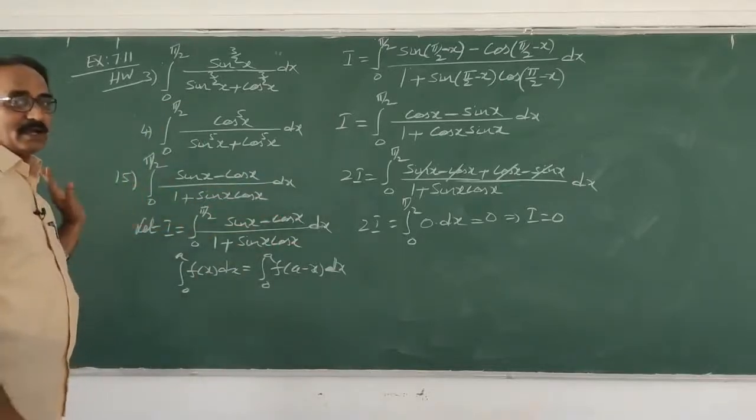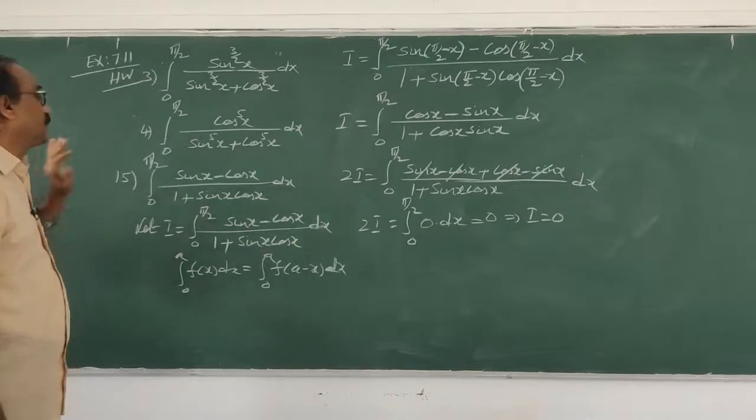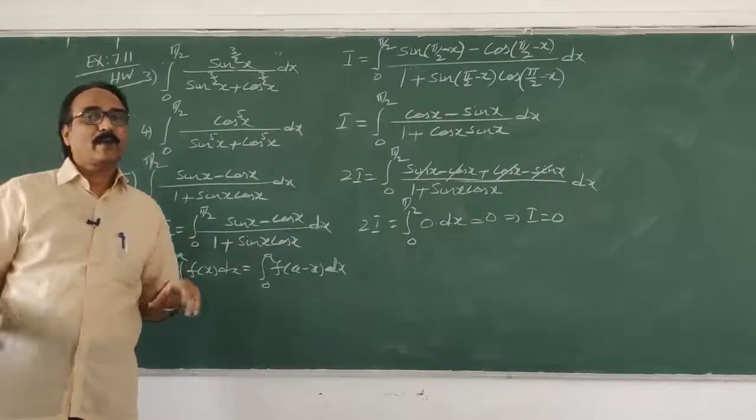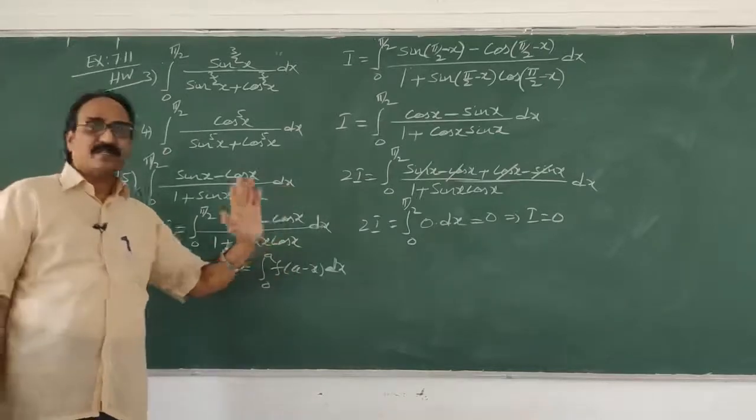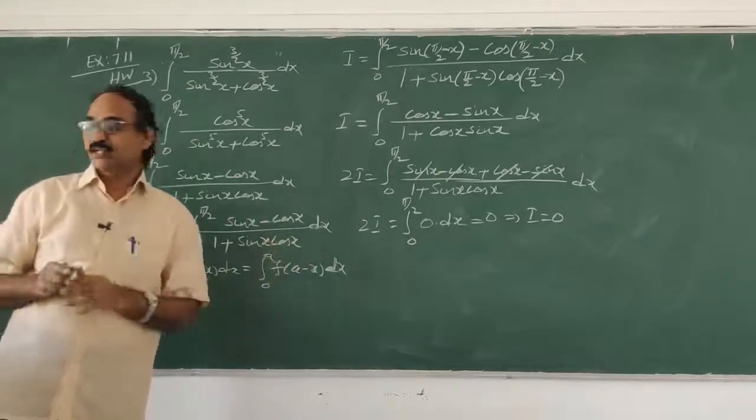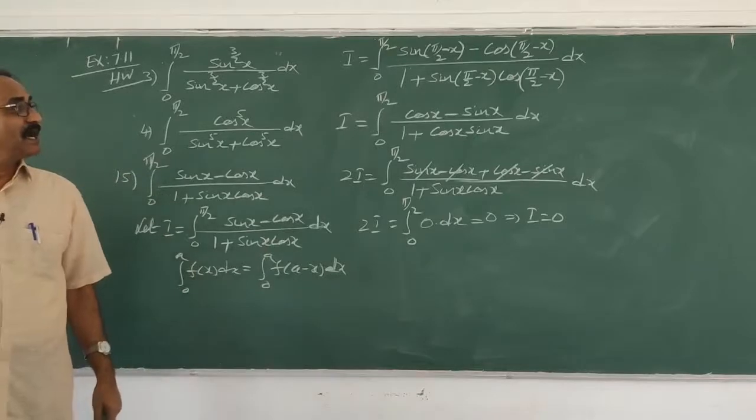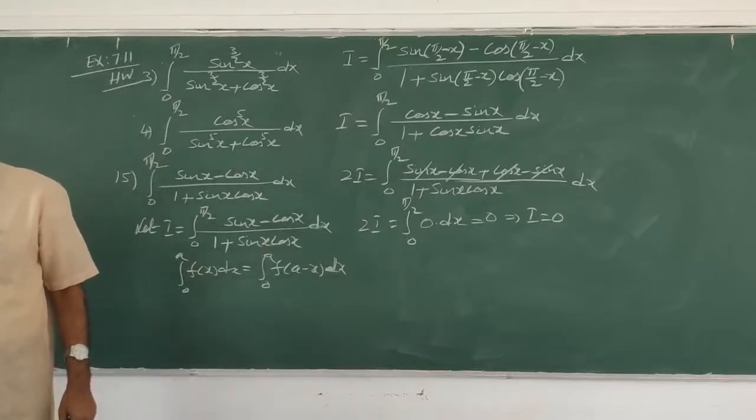That's why I wrote this. I did this problem here. Okay. Property is same. Integral 0 to a f of x dx is equal to integral 0 to a f of a minus x dx. Method is same. So there's no change in the method. That is the reason I did it. Okay. Next one like this.